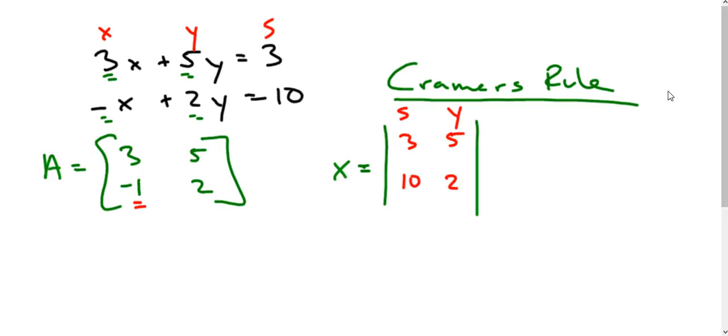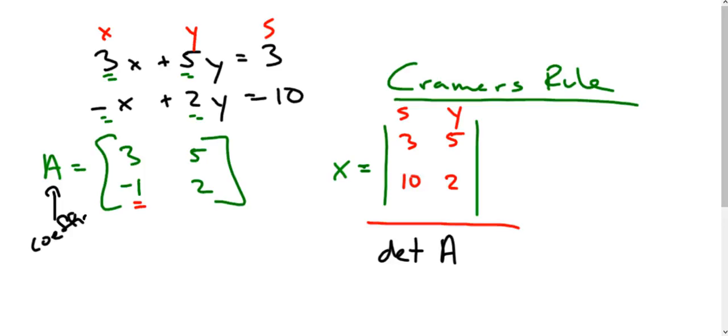Now, I'll find our x when we take this determinant, and we're going to divide that answer by the determinant of our matrix A, and that's our coefficients matrix. So this right here, just so everybody knows, is our coefficients matrix. So, we do that to figure out x.